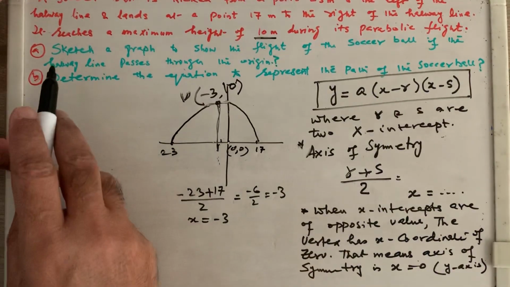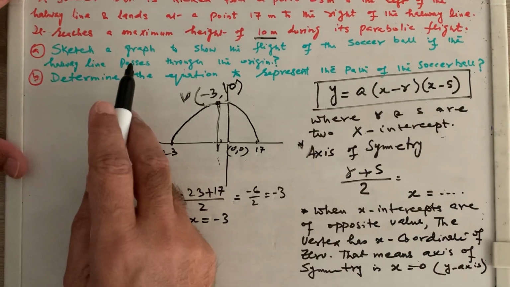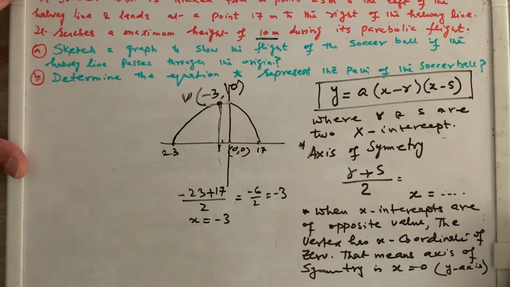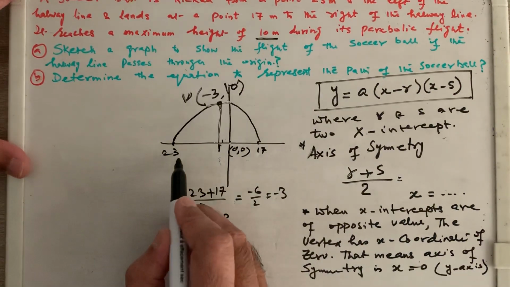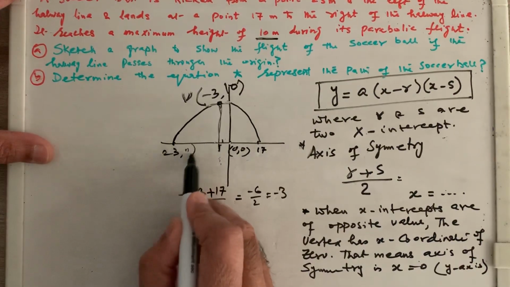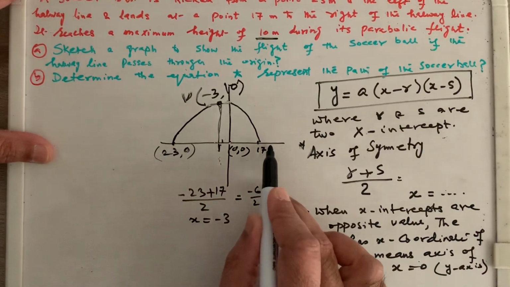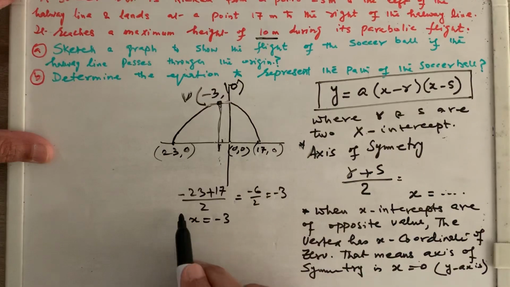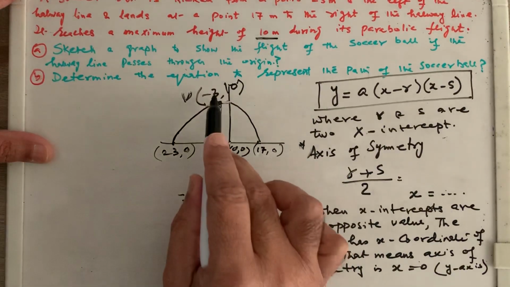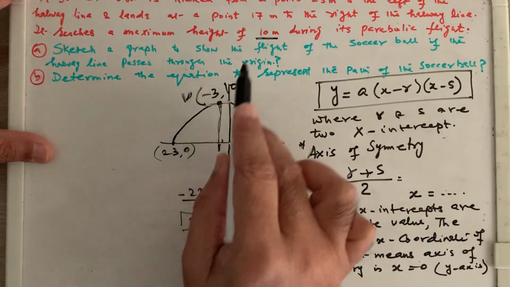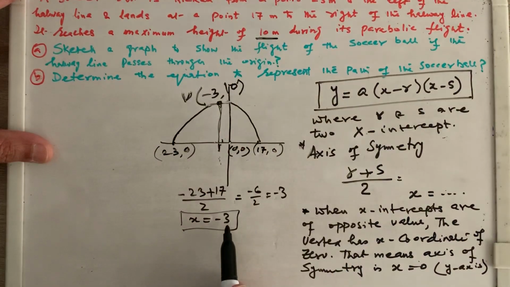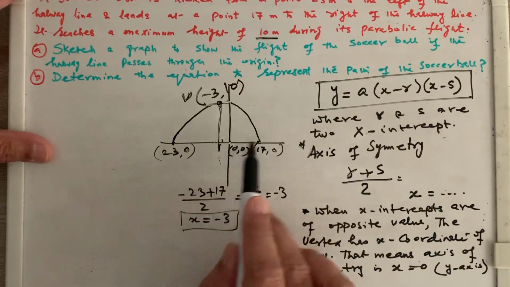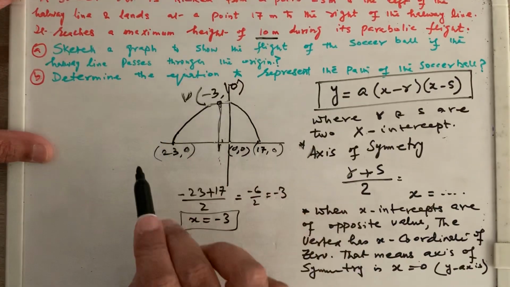And this is your first question. Sketch the graph to show the flight of the soccer ball if the halfway line passes through the origin. So you have your x-intercept, that is minus 23 and 0. These are also called the two zeros, right? And the other one is 17 and 0. And your axis of symmetry is this. So you have your vertex, minus 3 and 10. 10 is given, minus 3 you calculate, right? So you have your axis of symmetry, your vertex, and your two intercepts. So you can draw the parabola.